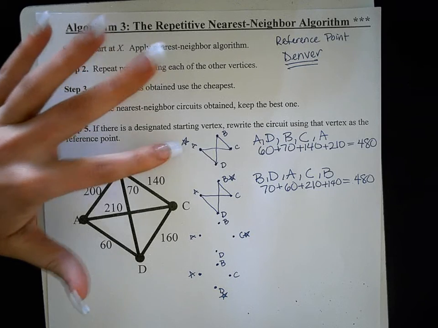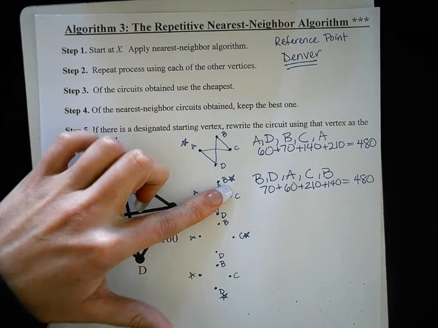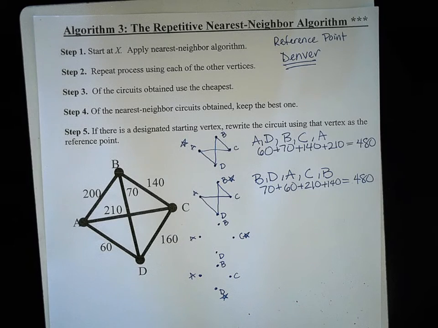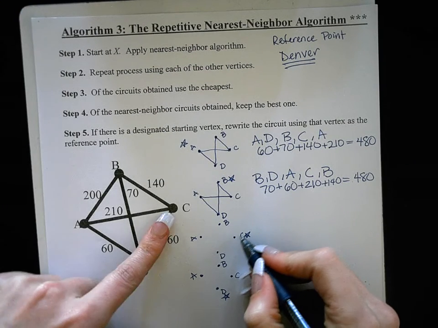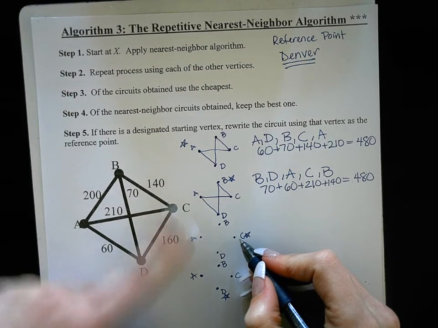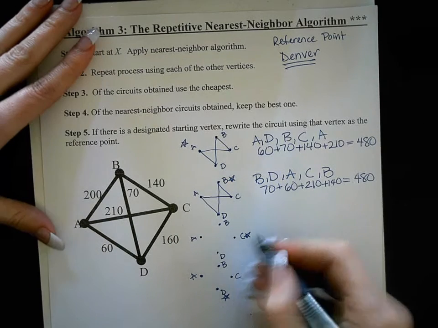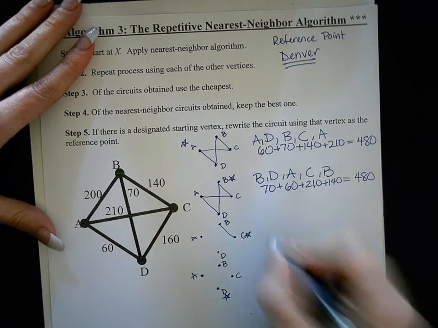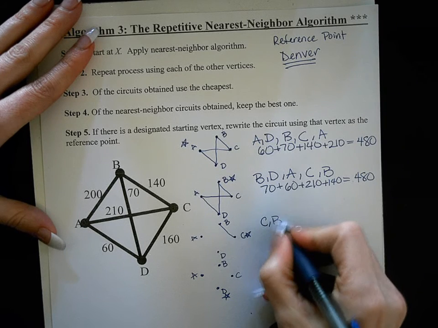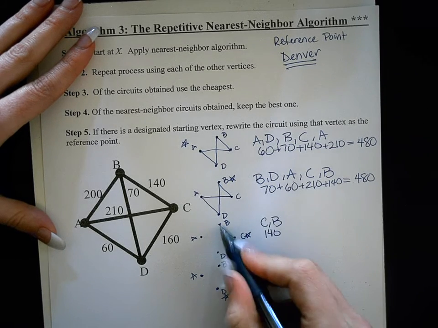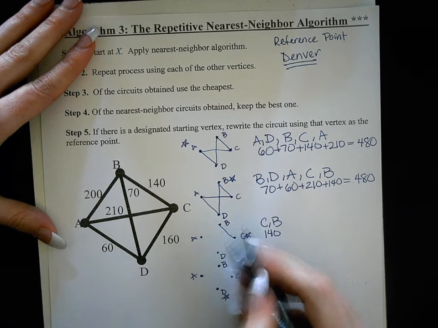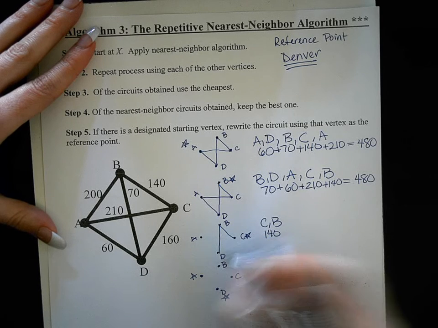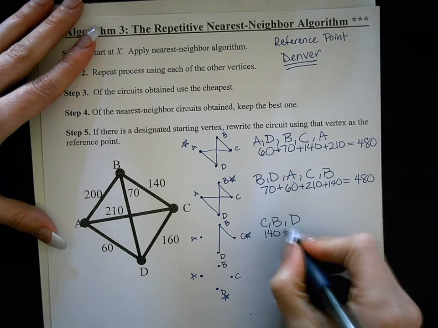So we have the nearest neighbor starting at A, we have the nearest neighbor starting at B. See, this is getting a little repetitive. That's why it's called the repetitive nearest neighbor algorithm. And now we're going to do the same thing and start at C. So from C, we can go to B, to A, or to D. It is cheapest to go to B for 140. So from C to B, that is 140. We have 2 options, either D or A. We're going to go to the least expensive, which in this case would be D. And it's 70.